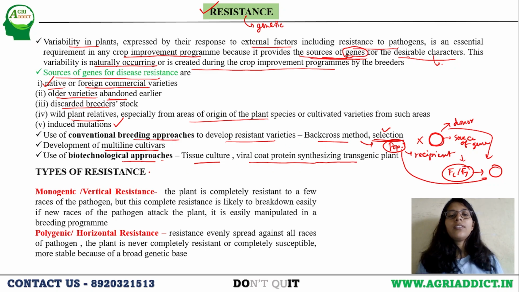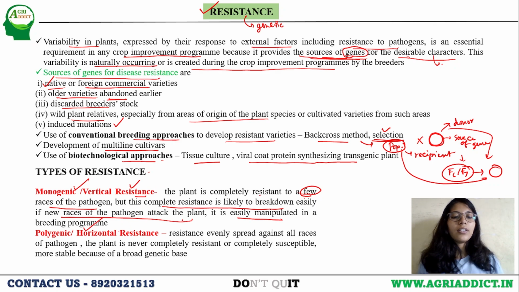So, resistance is of two types. It can be monogenic or vertical resistance, and polygenic or horizontal resistance. So, what is vertical resistance? The plant is completely resistant only to a few races of the pathogen, but this complete resistance is likely to break down easily if new races of the pathogen attack the plant. It can be easily manipulated. This type of vertical resistance can be easily manipulated in crop breeding programs.